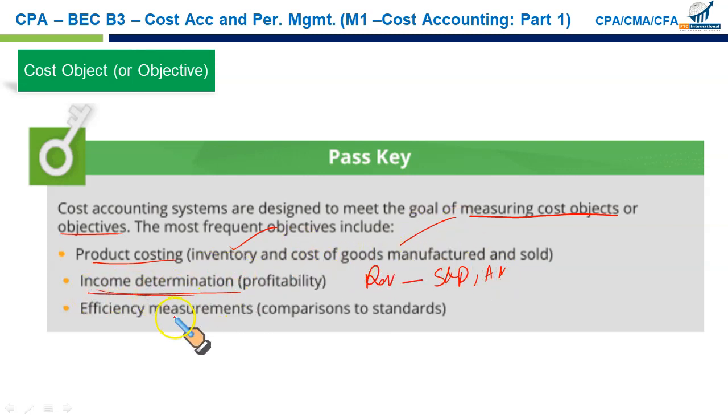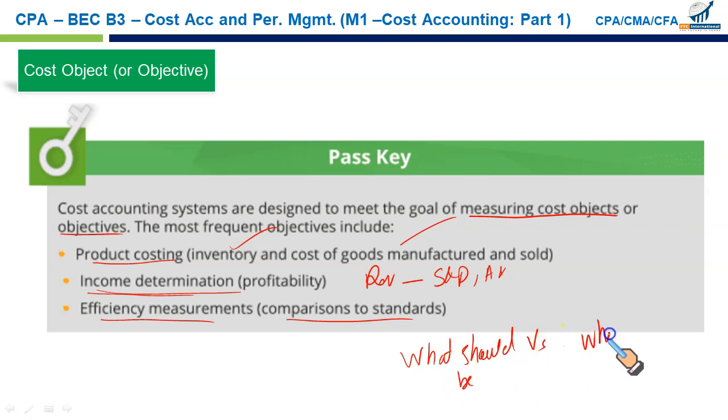And then we also use cost accumulation, cost objectives, for efficiency measurement. How well are we performing with reference to our standards? How well we thought we will perform, and how did we actually perform, for cost comparison: what should be versus what is.